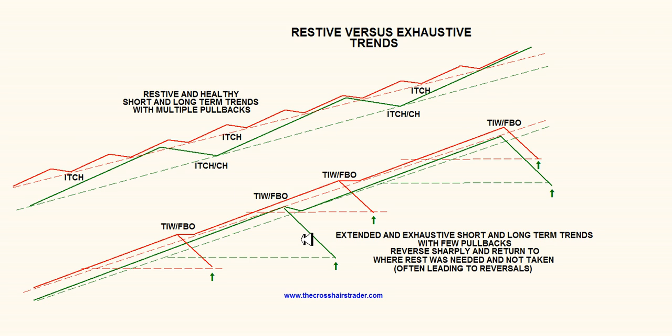So in this video we're going to look at the There It Was-ers and the false breakouts and see where the There It Was-ers and the false breakouts could give you a high possibility trading edge.